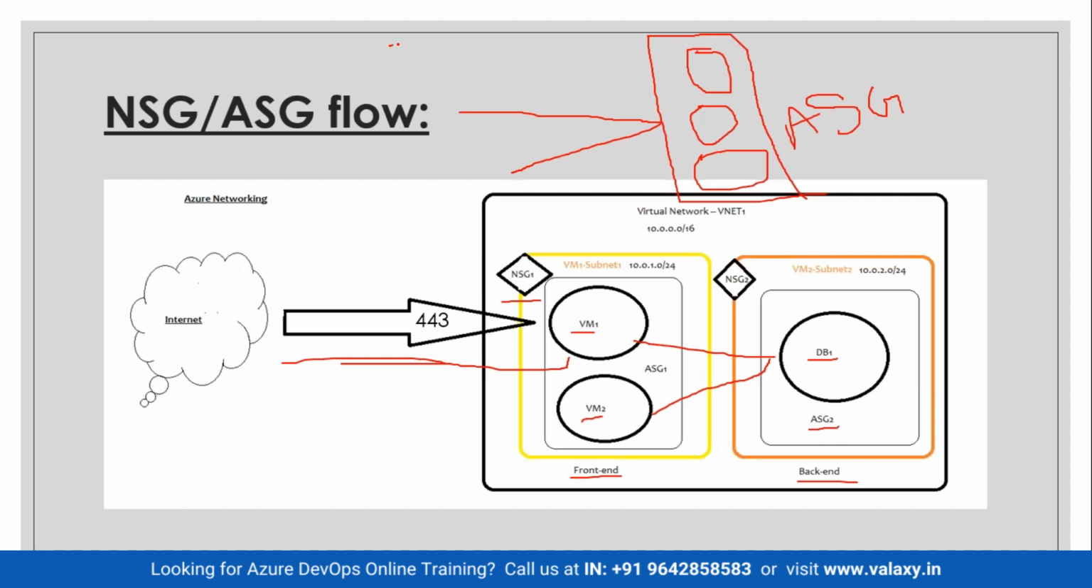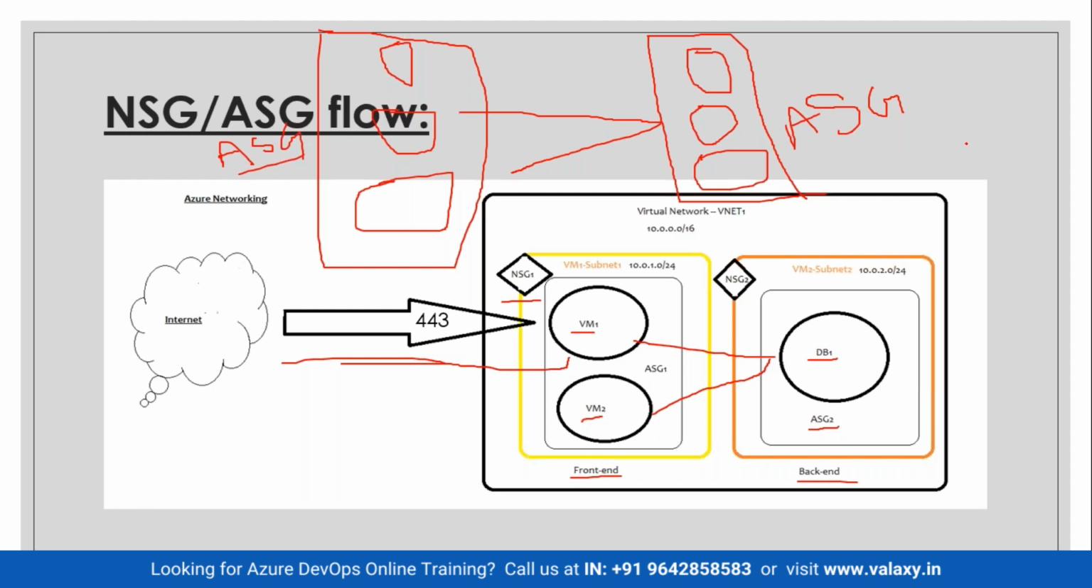Just imagine you have multiple front end VMs, okay, and they want to connect to the back end VMs. So again, you can group these front end VMs as an ASG. So this is what logical grouping means. All the requests will come from this ASG to this ASG. If you want to communicate, this is how the communication will happen. Understood? This is what logical grouping means.